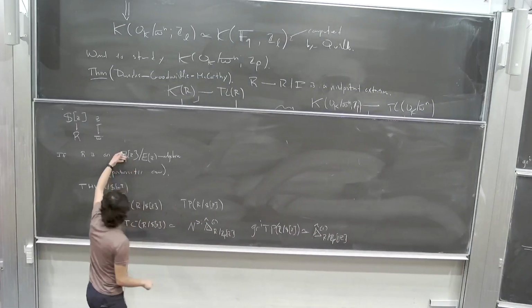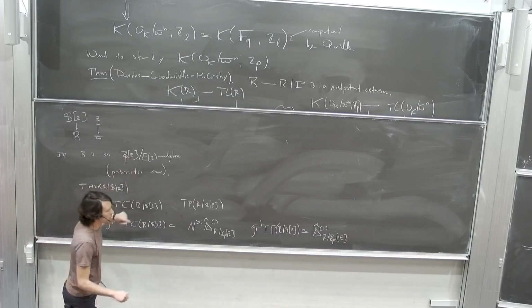I mean, I should replace this with Witt vectors of the residue field. Sorry.